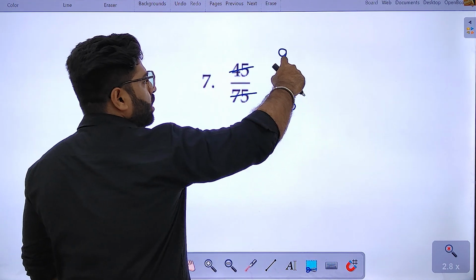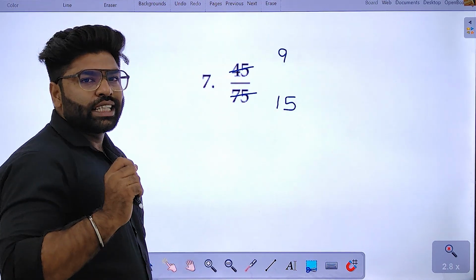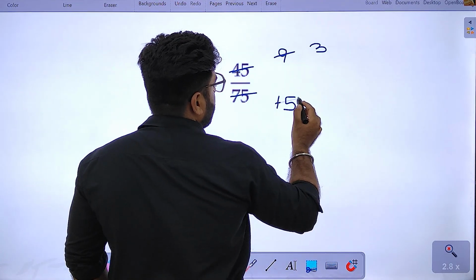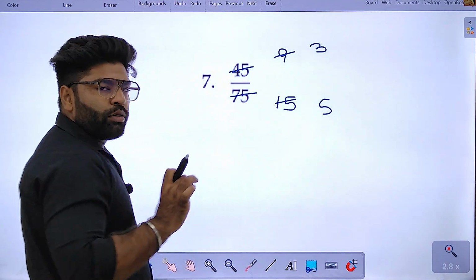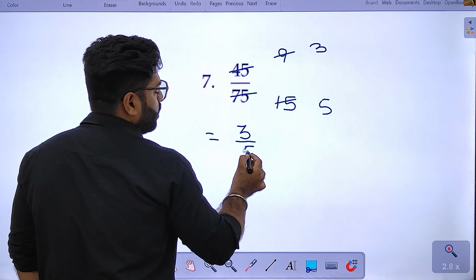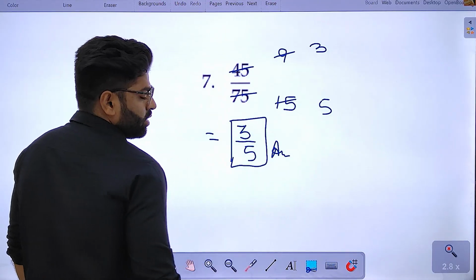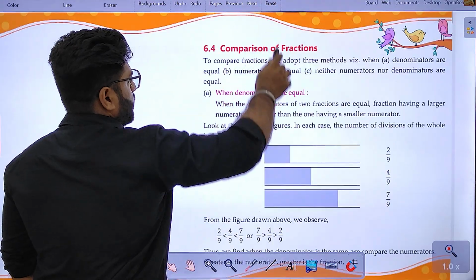Okay, now we have seen 9 and 15 also have a common factor, that is 3. So again we are going to divide 9 by 3, that is 3, and 15 by 3 is 5. So these two numbers don't have any common factor. So this is our lowest form, that is 3 by 5 as answer. Clear? Okay.